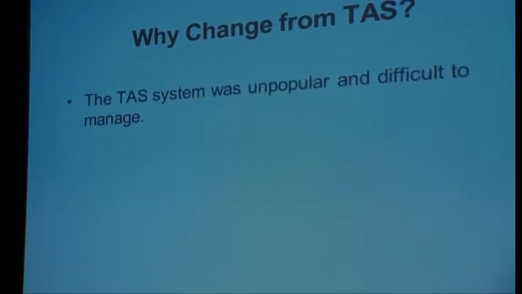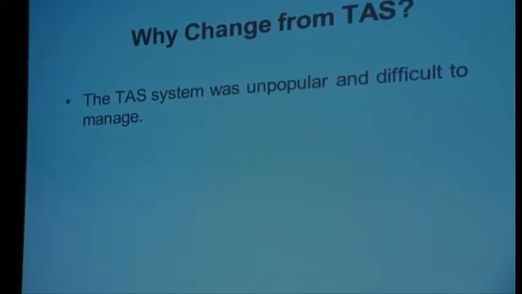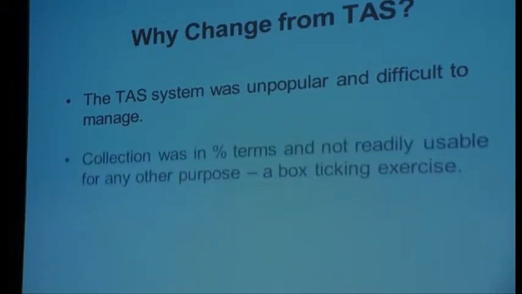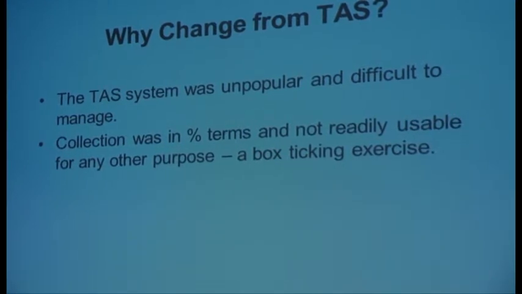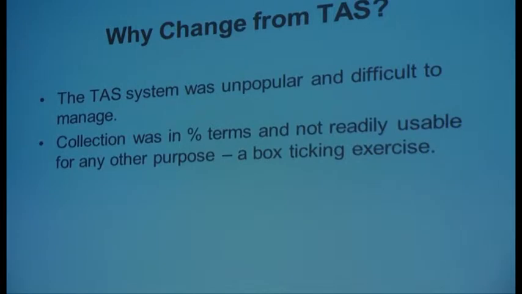So why did we change from TAS? The TAS system was unpopular with academics, and it was difficult to manage from the Derby perspective. We collected in percentage terms by about a dozen key activities which fitted with the track requirements. But the information was only used for track, wasn't seen as useful outside of that, and therefore it became a bit of a box ticking exercise and was quite resource intensive.